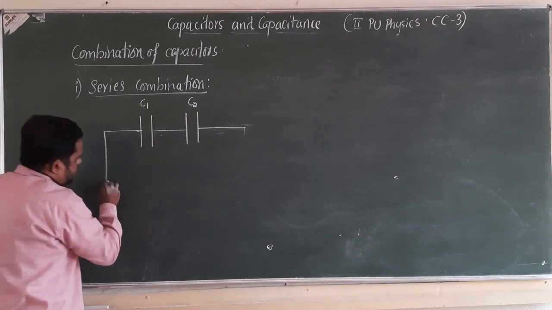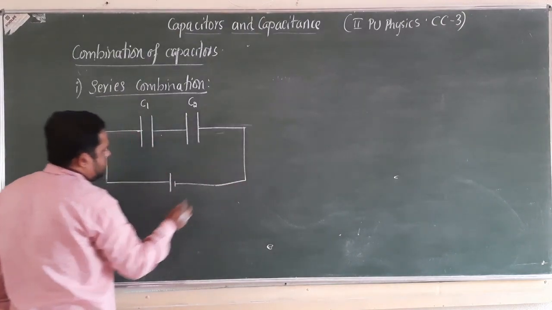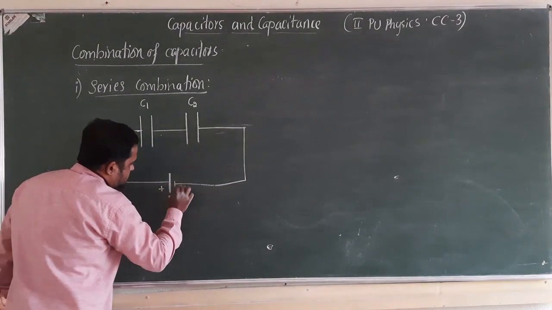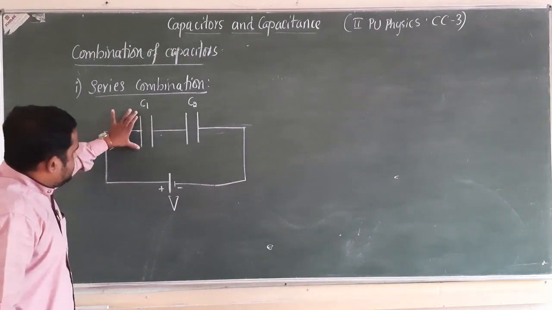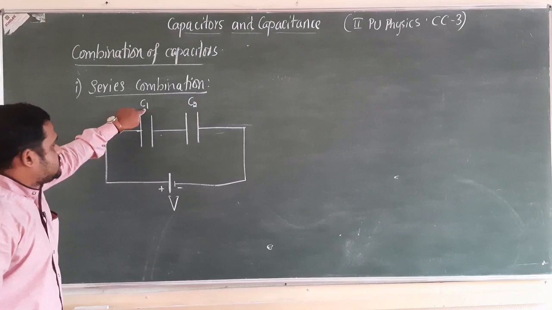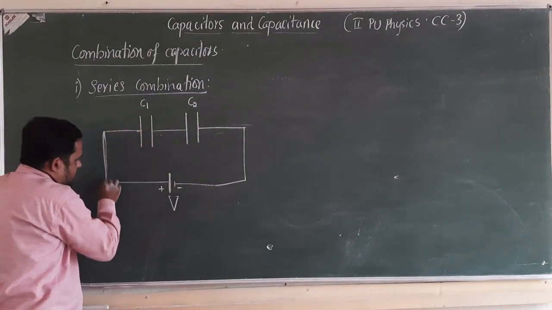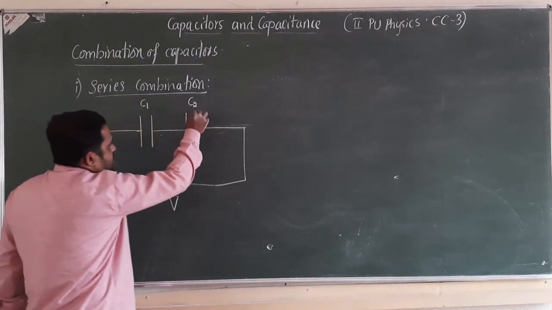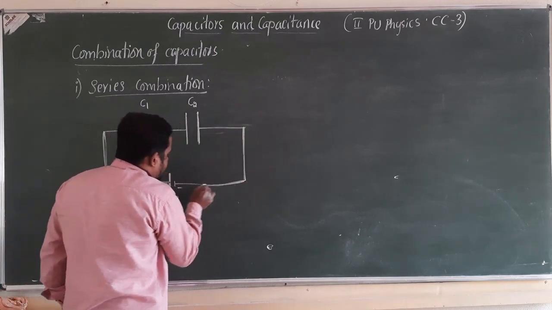Imagine the series combination is connected to some external cell or power supply, which produces a potential difference of V. Let it be the positive terminal, let it be the negative terminal. Observe the connection. First plate of first capacitor of capacitance C1 is connected to the positive terminal of the battery, and last plate of the combination, that is right plate of second capacitor, is connected to negative terminal of the battery.